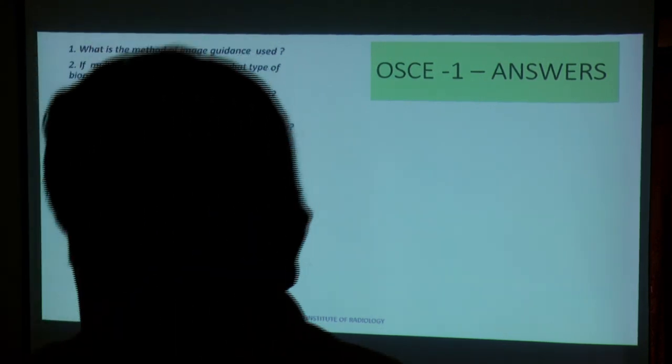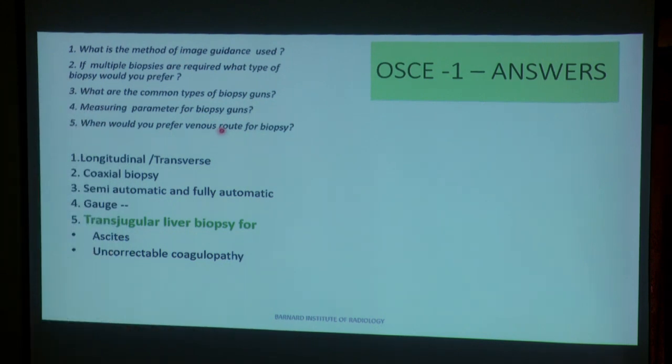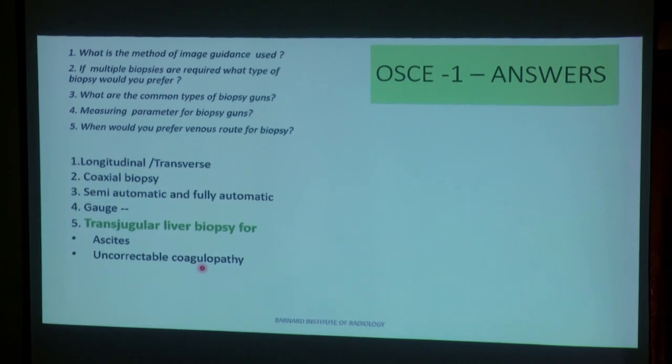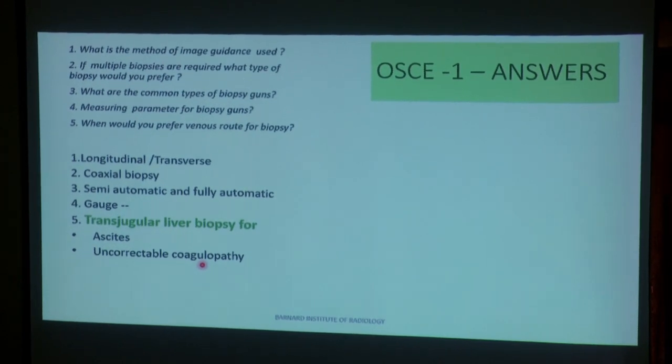Normally we use 16 to 18 gauge, and we prefer the venous route for biopsy, that is transjugular liver biopsy, over the percutaneous route when there is ascites or uncorrectable coagulopathy. If you take a percutaneous route through the skin or the intercostal region, there will be bleeding and there will be no tamponade because of the ascites. In a transvenous biopsy, even if bleeding occurs, it occurs into the IVC, so it is intravascular, and so there are fewer complications.